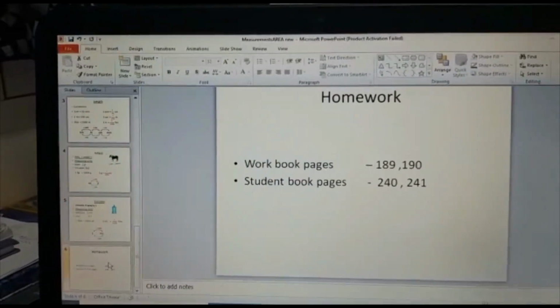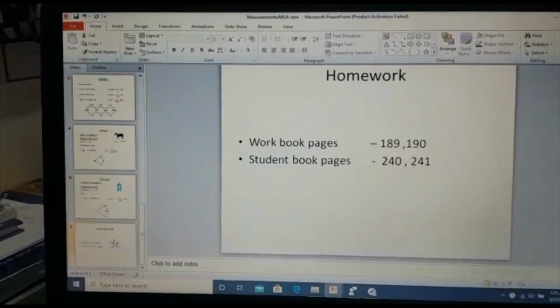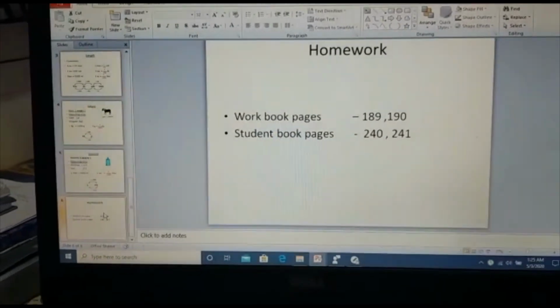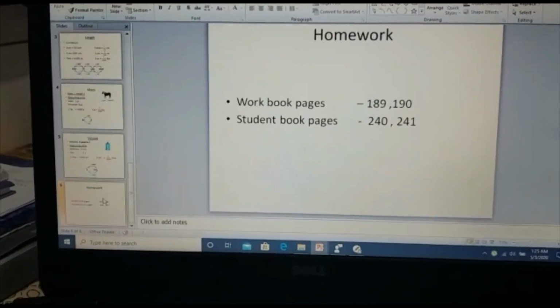So one more topic is left for this chapter. After that we will finish the portions. The next is area and perimeter. That is also very easy. In one class or maybe two videos we can finish it.